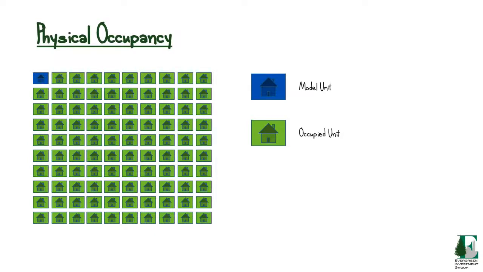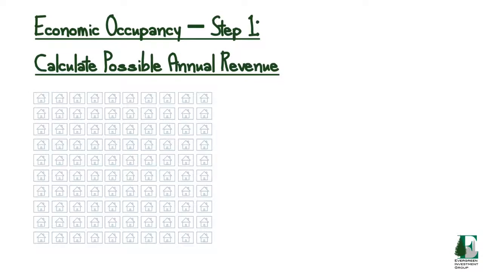So to calculate the physical occupancy, we take 99 occupied units divided by 100 total units, gives us 99% physical occupancy. Pretty impressive, right? Hold that thought just for a minute. So there are basically three steps to calculating economic occupancy. The first one is you need to calculate the possible annual revenue.